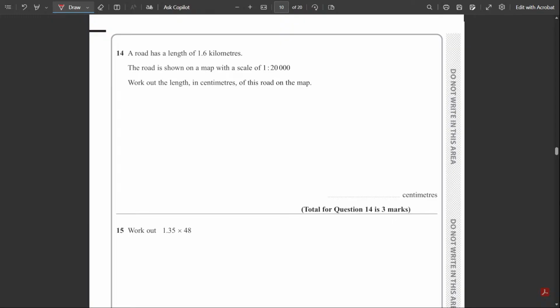Okay, so we're gonna change this into centimeters. So we're gonna first change it into meters. So remember, 1 kilometer is equal to 1000 meter. Okay, so we're gonna multiply this by 1000 to get it into meters. So that is 1600 meter. Then 1 meter is equal to 100 centimeter. So we're gonna multiply this by 100 to get into centimeters.